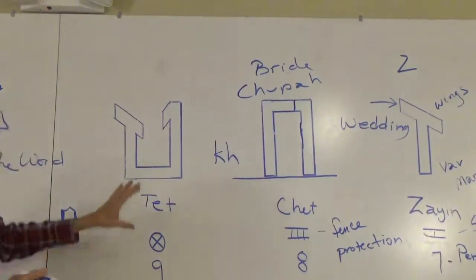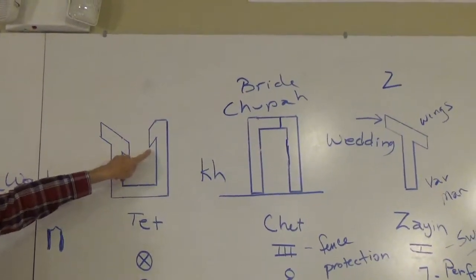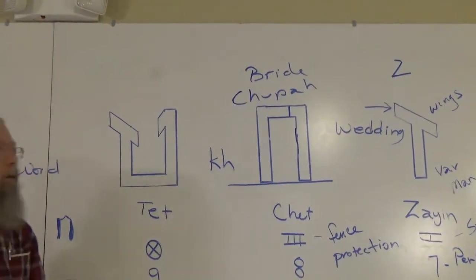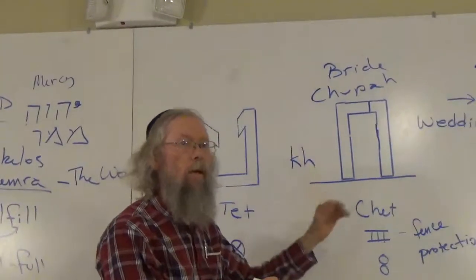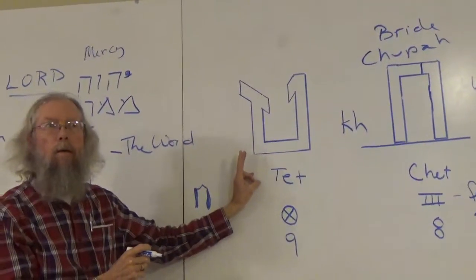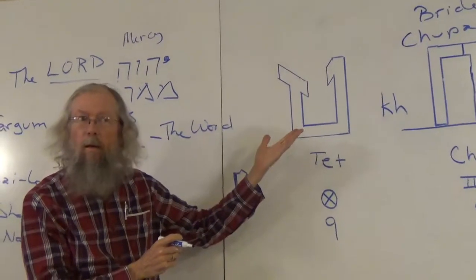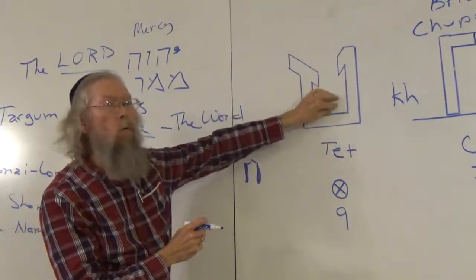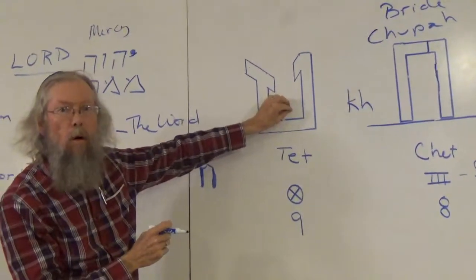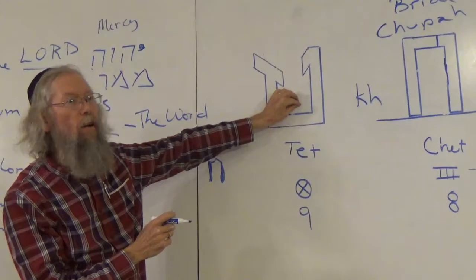By the way, look at the tet. Remember what I said, that the tet is a het upside down. Look at the direction of the opening. Signifying what? Fertility. This is the womb. Here the womb is closed. Here now the womb is open. She's ready to receive.